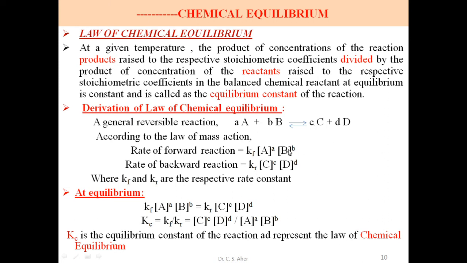The concentration of C is raised to C moles, and the concentration of D is raised to D moles. This is according to the law of mass action, where Kf and Kr are the respective rate constants. At equilibrium, what happens? At equilibrium, the rates of both the forward reaction and the backward reaction are the same. So both these rates are equal, or constant, at equilibrium.